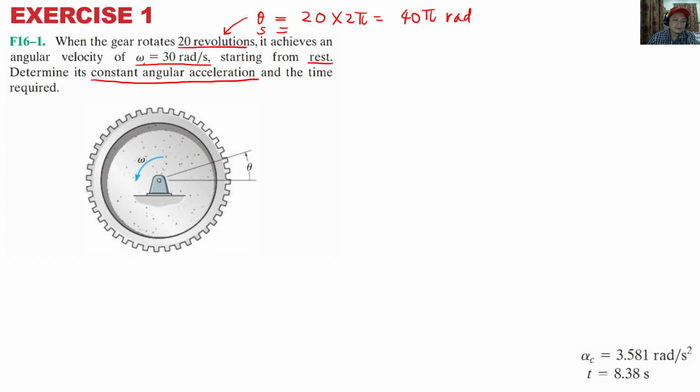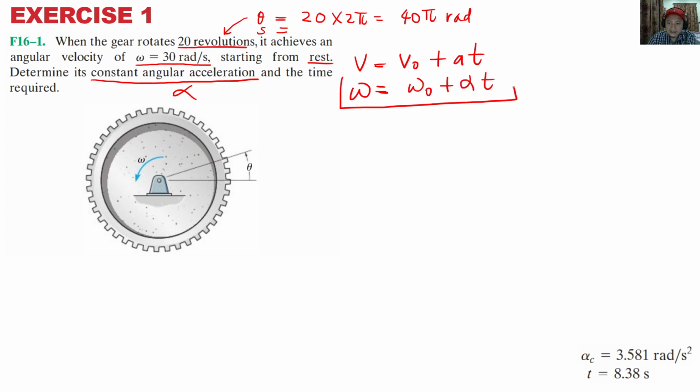If you are not familiar with theta, it's equivalent to S in linear terms. Omega is straightforward, constant angular acceleration. This one is your alpha. So if you don't remember the angular formula, remember the linear formula. V is equal to V naught plus at. Omega is equal to omega naught plus alpha t. So at least remember the linear one. You can derive angular easily.